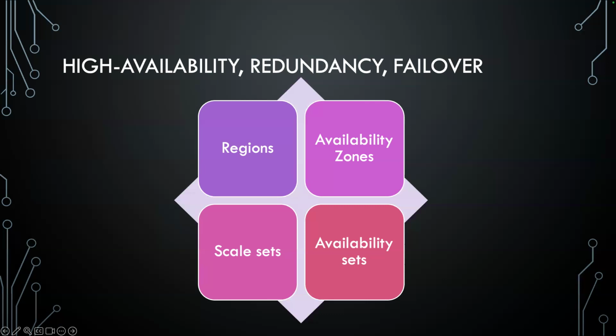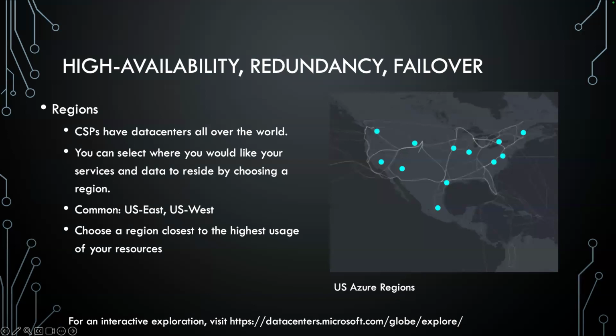To handle that, we have regions, and all clouds will have this sort of structure. We've got regions and availability zones. Scale sets and availability sets are more technical implementations, but regions and availability zones refer to the actual physical data centers. Regions have data centers all over the world. This is just Azure's regions for North America. Really common ones are US East and US West, there'll be US East 1 and 2, US West 1 and 2. Sometimes they'll be called SFO, for San Francisco, or NYC, but they'll give you some idea of where that region is.